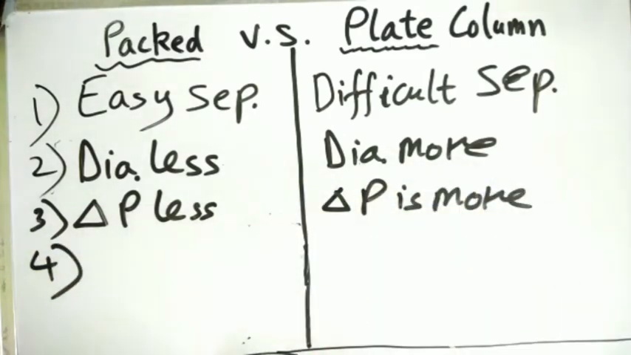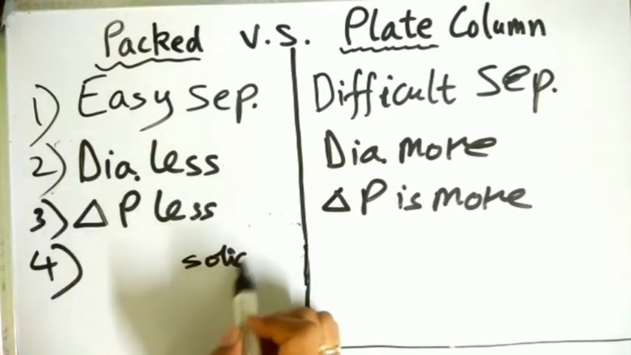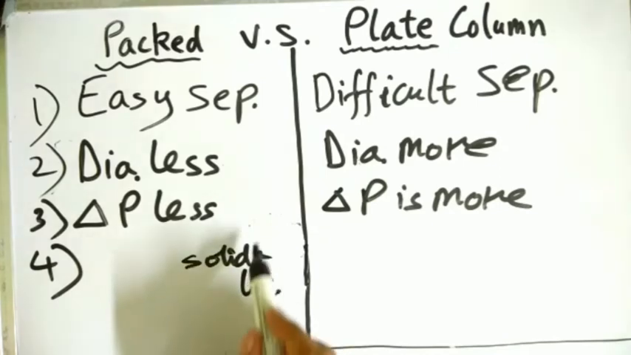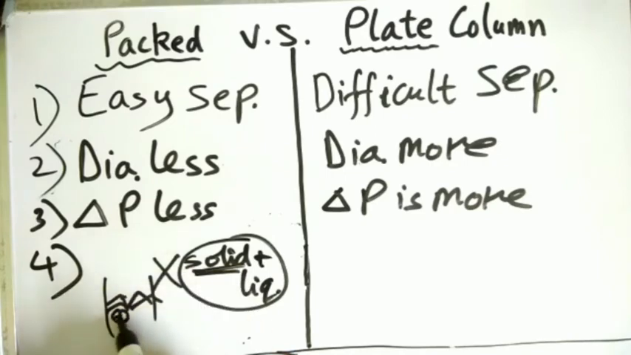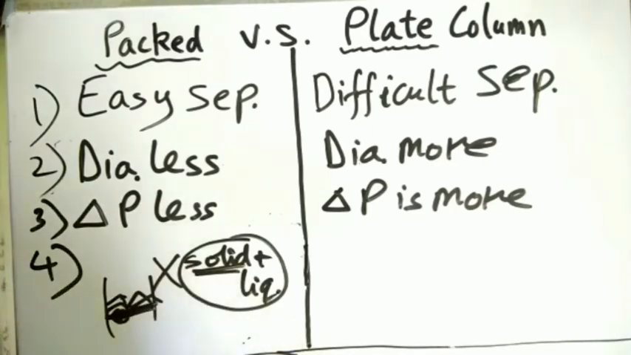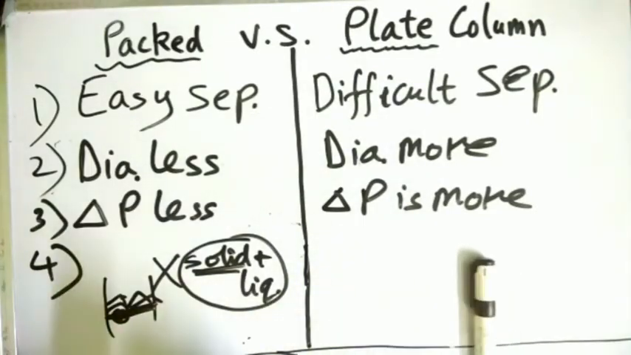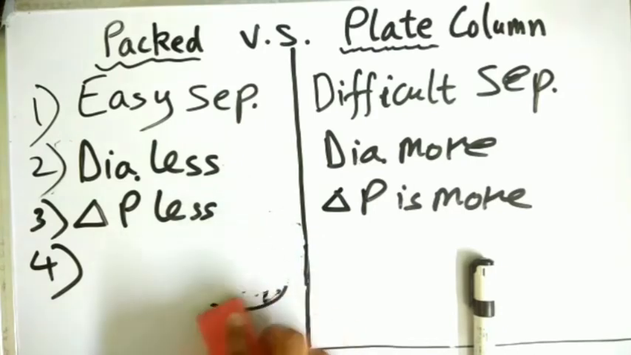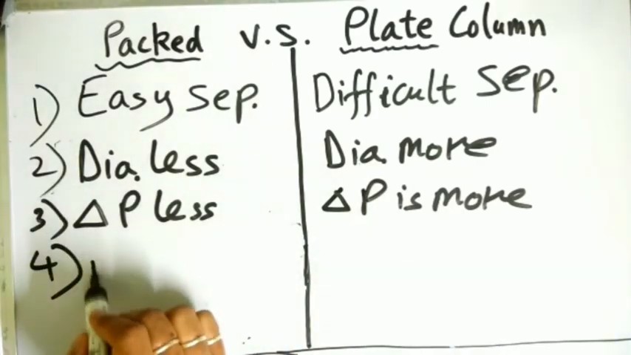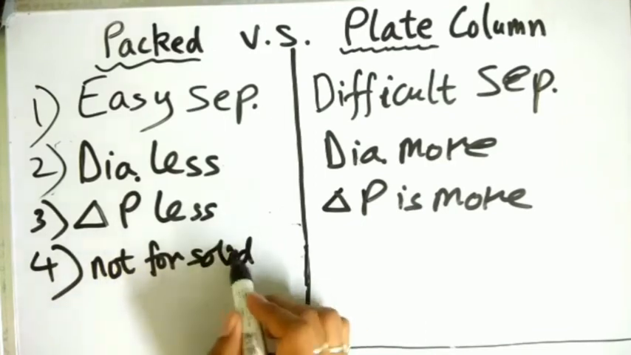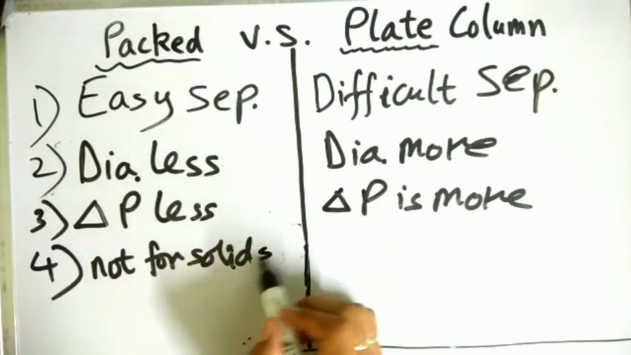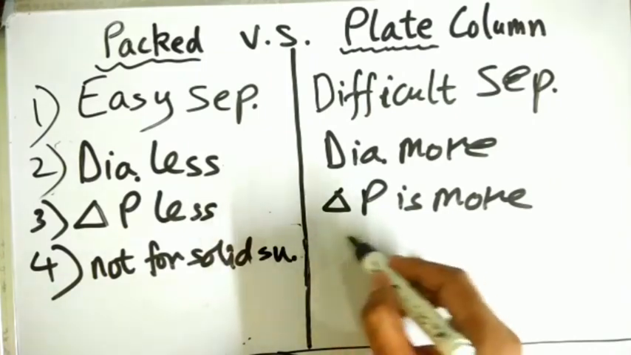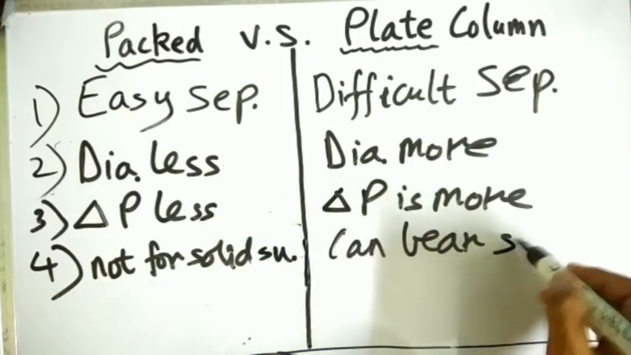Fourth point. In packed columns, if there is some solid plus liquid that needs to be operated, then we cannot use packed columns, because the spaces in the packings will be occupied by the solid and it will block the whole thing, and that is something we don't want. So a solid plus liquid kind of feed is not useful here. Solid means a solid suspension. So packed columns are not for solid suspension, while plate columns can bear solid to some amount.